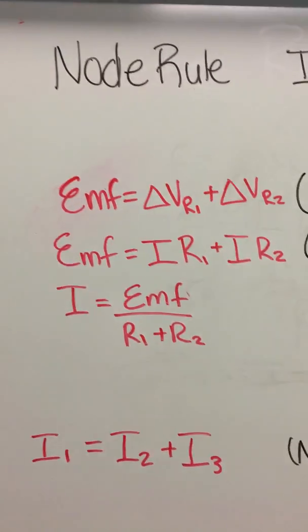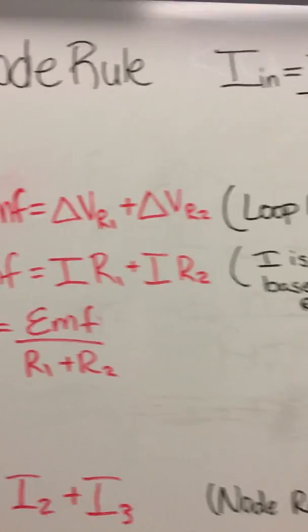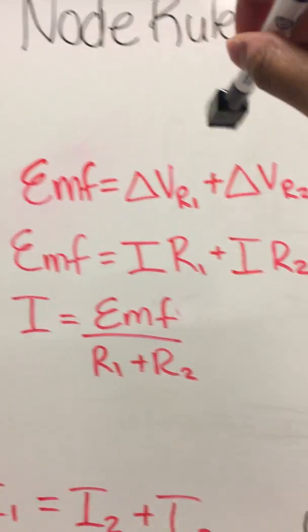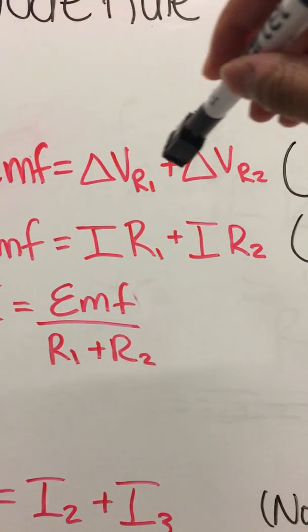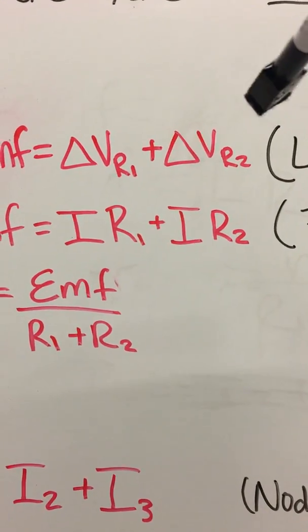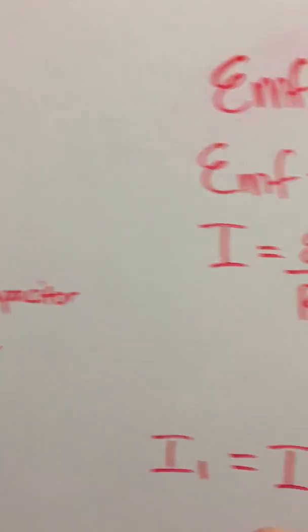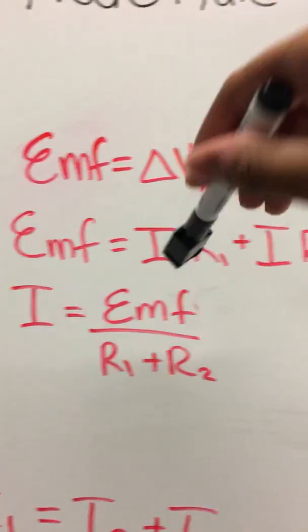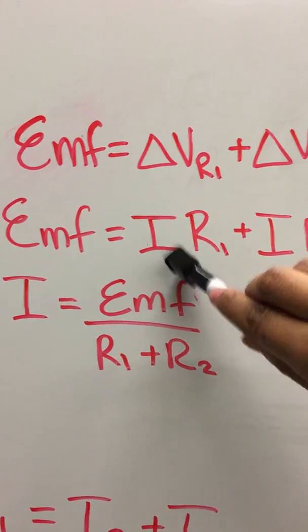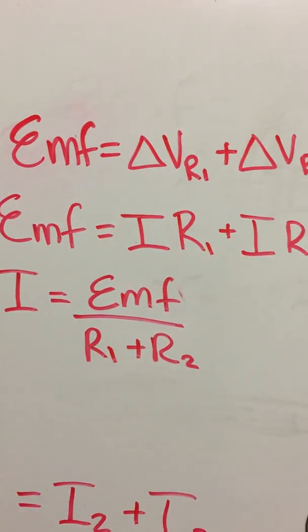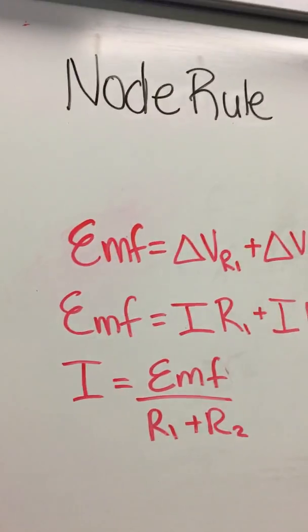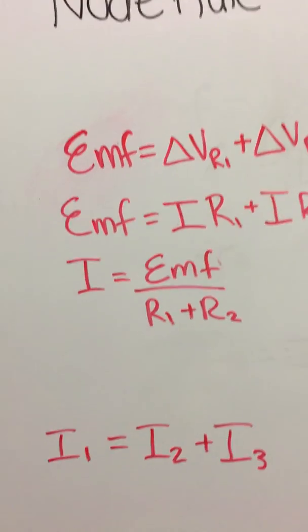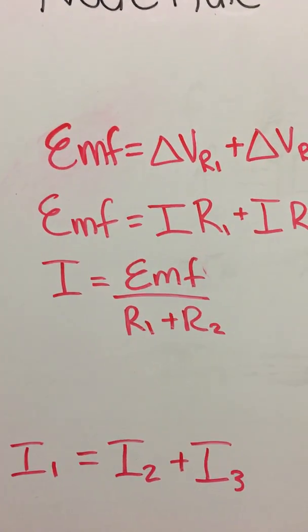And because we know that, we can now use this in the loop rule, which is this long loop right here. And this is EMF equals the change of potential of R1 plus the change of potential of R2. And those are the two resistors. And then over here, when you see the EMF, you see that there's an I here, and those are both the same thing because of the node rule, in equals out. And then you get your final current is equal to EMF over R1 plus R2.